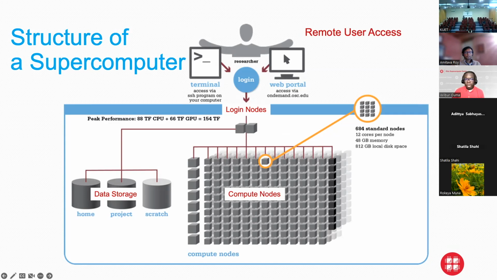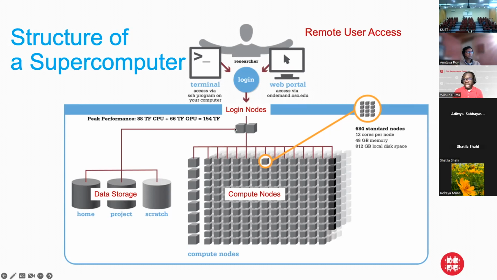The other way, which we found is actually the easiest way, and most users are using this way, is to use a web portal that I'll be demonstrating at the end of this presentation. This web portal can be accessed by opening your browser of choice and going to ondemand.osc.edu. You'll be prompted to put in your OSC username and password, and then you'll connect to the login nodes.